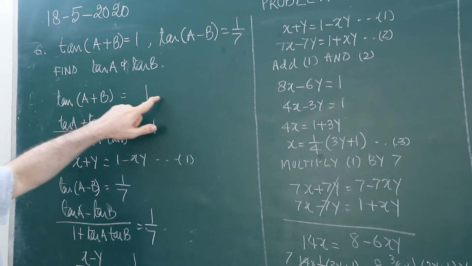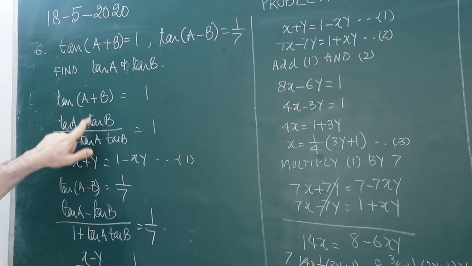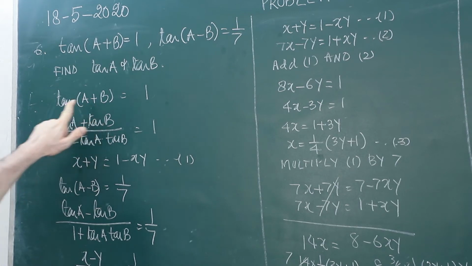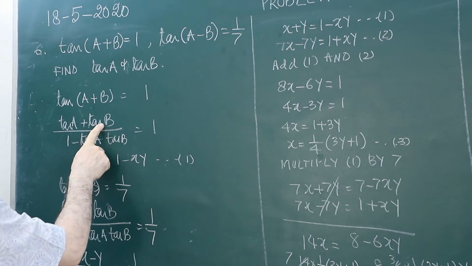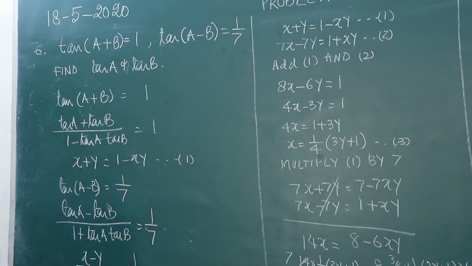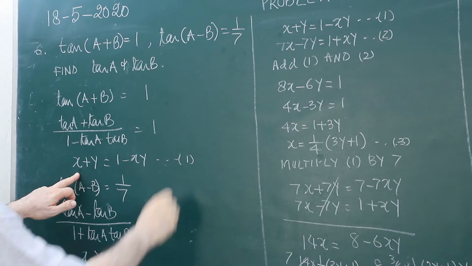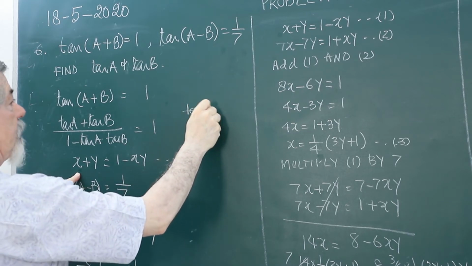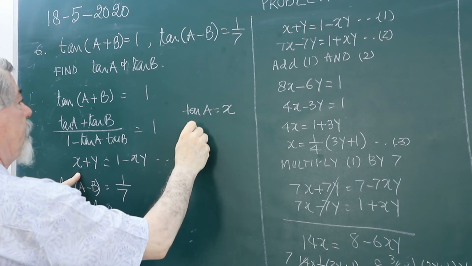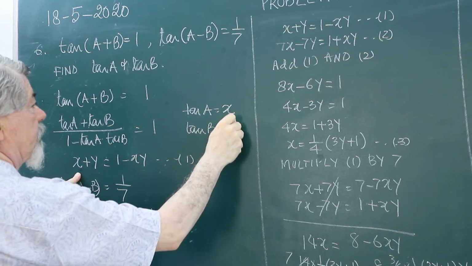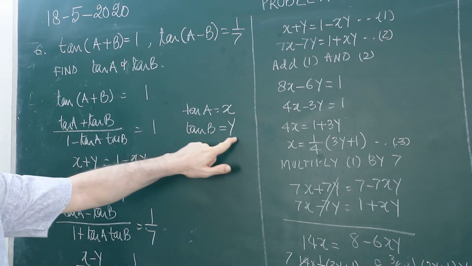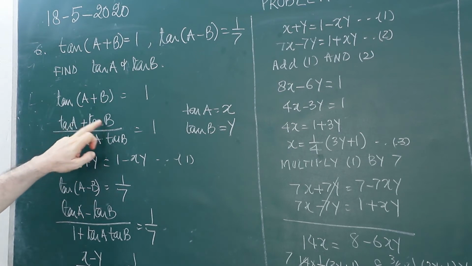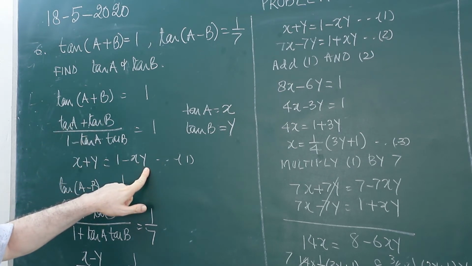Now tan(a plus b) is equal to 1 means tan a plus tan b upon 1 minus tan a tan b is equal to 1, when we apply the formula of tan(a plus b). When we cross multiply, we get tan a plus tan b is equal to 1 minus tan a tan b. We have written x in place of tan a, because writing tan a and tan b many times, it is better to replace them by some other variable. tan a I have written as x, tan b I have written as y. So it becomes x plus y is equal to 1 minus xy.